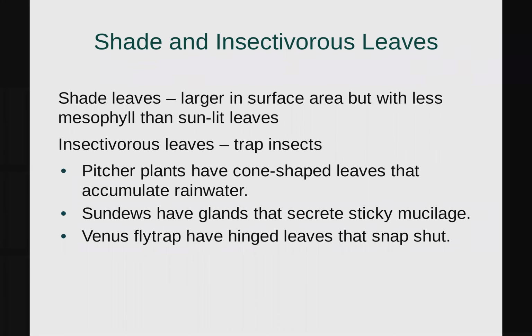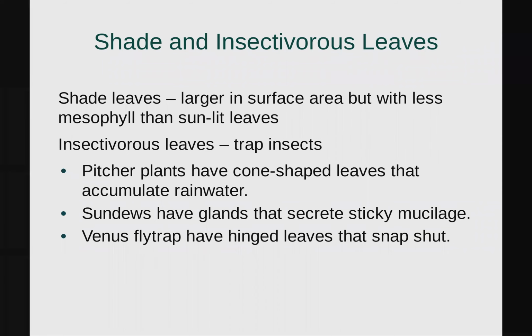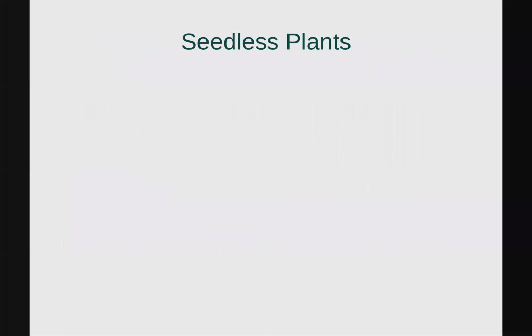So let's talk about shade leaves first as another type of leaf, because I think it's a pretty cool leaf. So shade leaves are essentially larger in surface area, but they have less mesophyll than sunlit leaves. Why is that? Well, if you're in the shade, you get less direct sunlight, thus you need more size, more mesophyll cells to increase your photosynthetic capacity. Then we have insectivorous leaves, which trap insects.